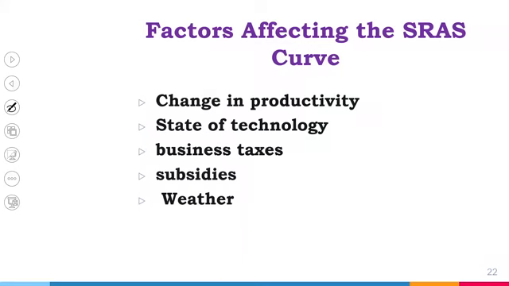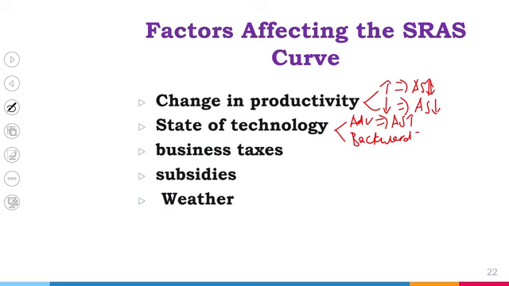Let's see these factors affecting the short-run aggregate supply curve. The first one is change in productivity. If there's a rise in productivity, then the aggregate supply will increase, but if there's a fall in productivity, aggregate supply will decline. And the other determinant is state of technology. If farmers employ advanced technology, then the aggregate supply will increase, but if the farmers employ backward technology, then aggregate supply will decline.